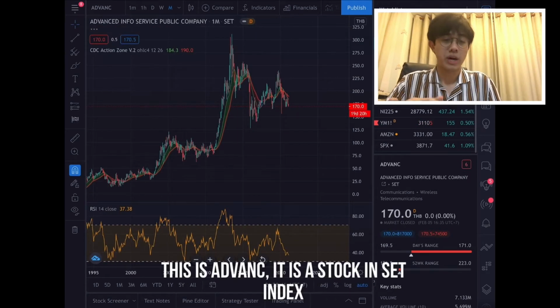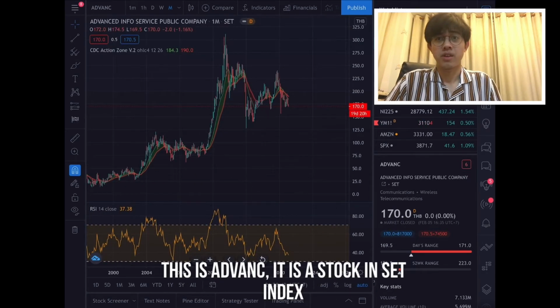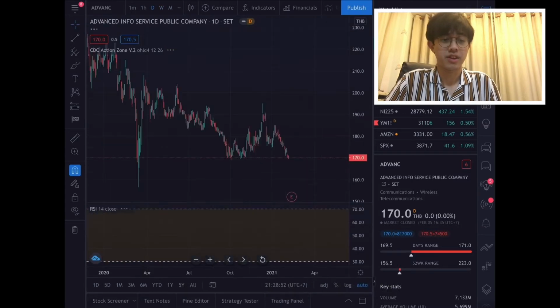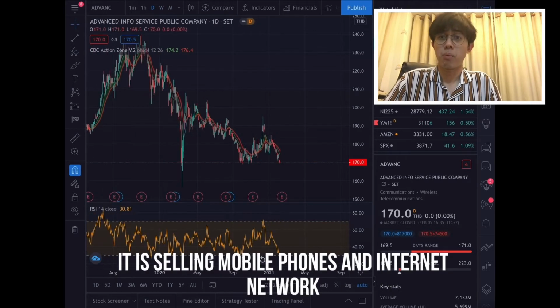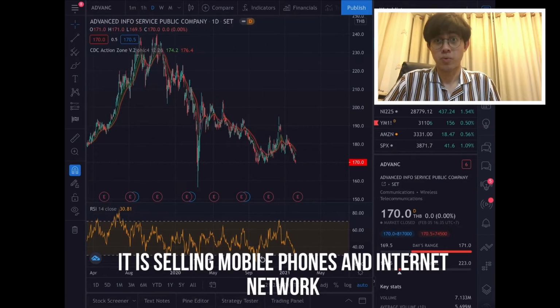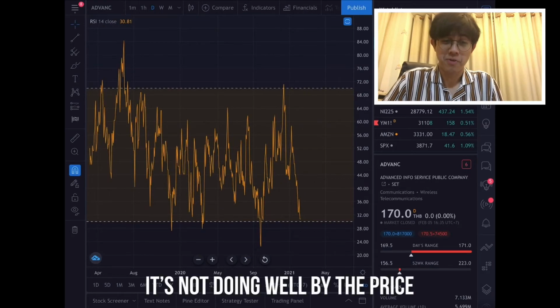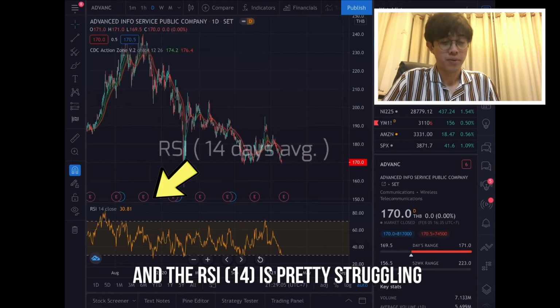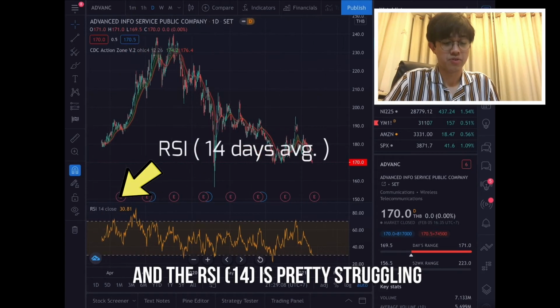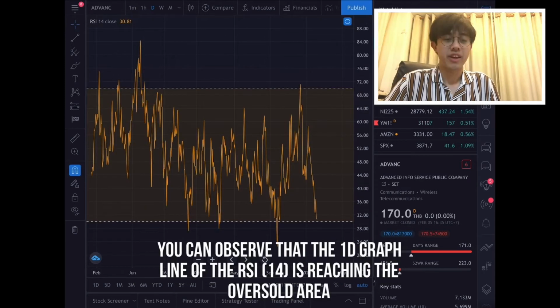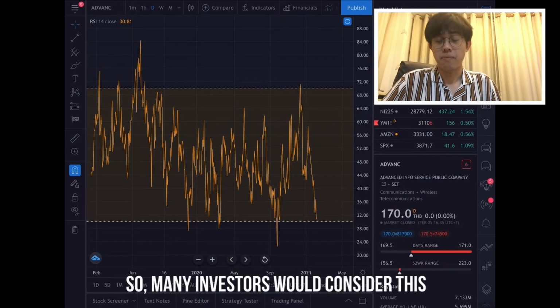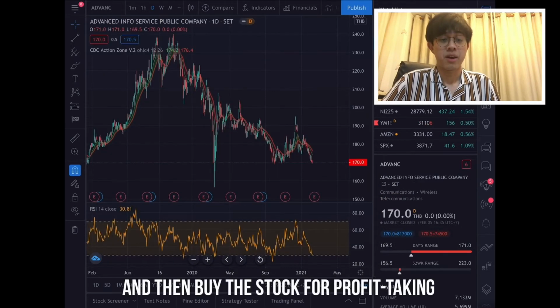I'll give you one more example. This is Advanced, a stock in the SET index, the stock exchange of Thailand. It sells both mobile phones and internet network services. And you can clearly see that it is not doing well by the price, and the RSI 14 is struggling. You can observe that in the day graph, the line of the RSI 14 is reaching the oversold area. So many investors would consider this and then buy the stock for profit taking.